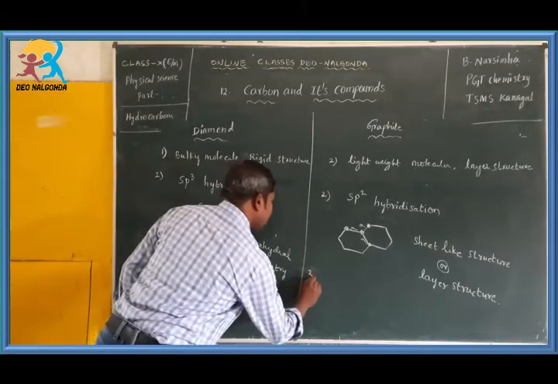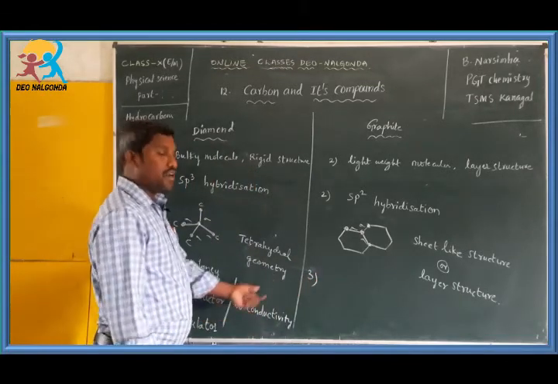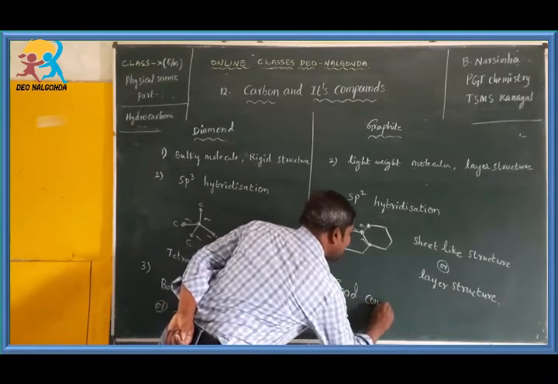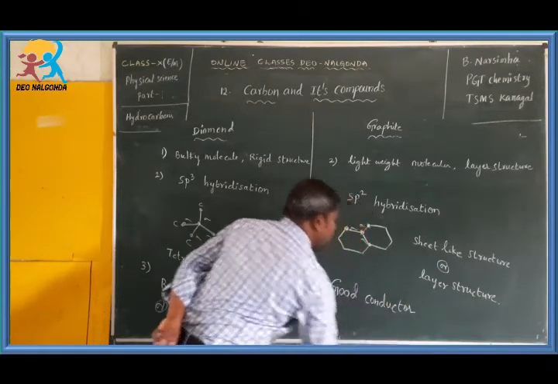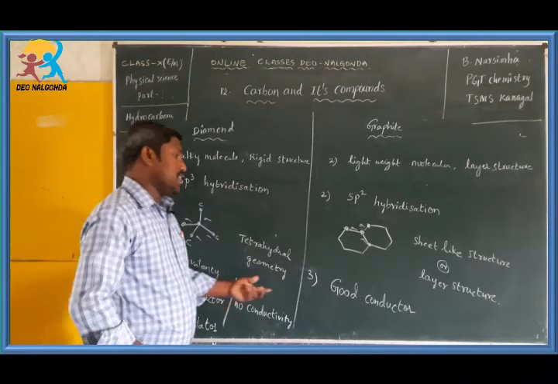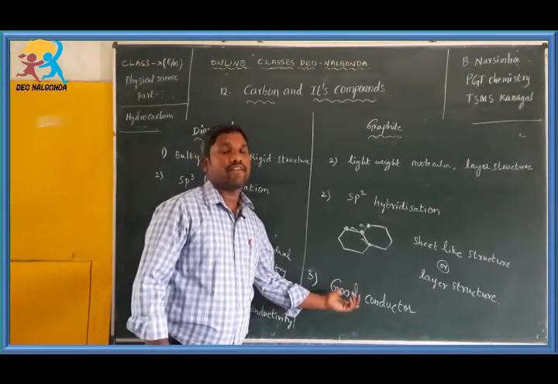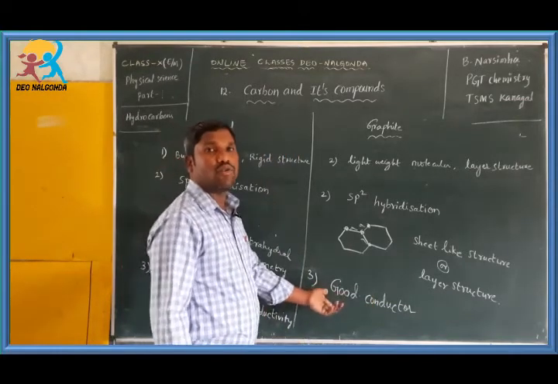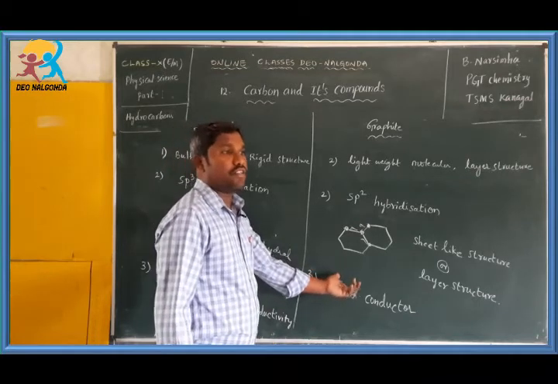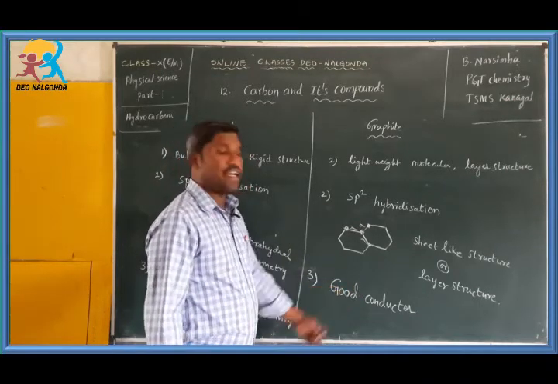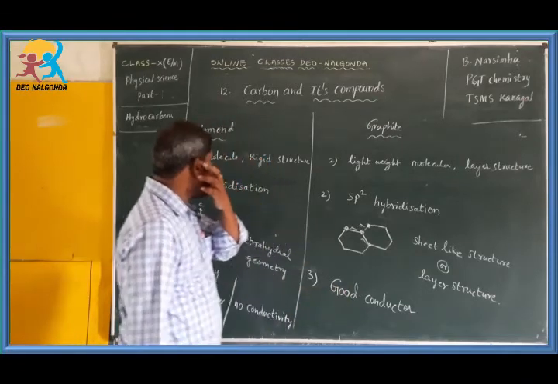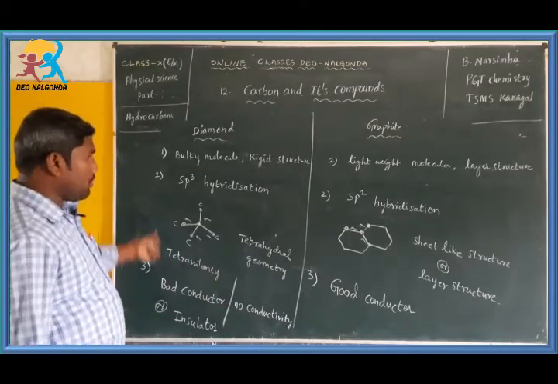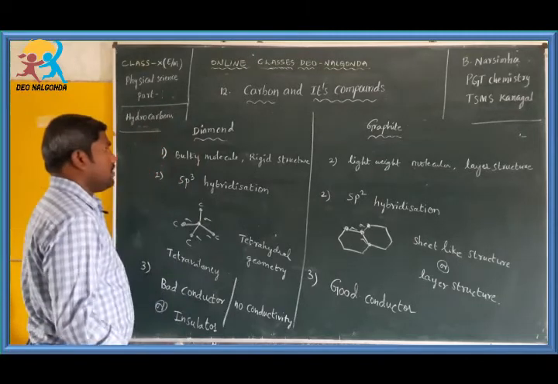In graphite, it can act as a good conductor. Why? Because in graphite the central carbon atom contains free electrons, single electrons. Flow of electrons is nothing but current. Therefore, the electrons move easily, so it passes the current. Therefore, graphite can act as a good conductor. These are the 3 points.